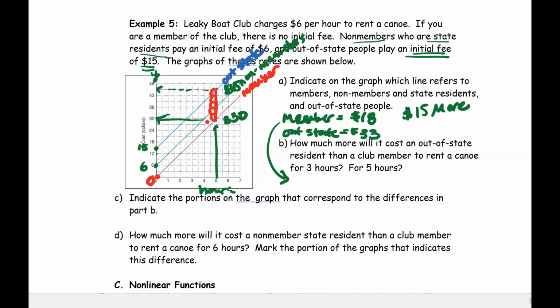How much more will it cost a non-member state resident than a club member to rent a canoe for 6 hours? Okay, so I'm going to erase this and I'm going to go to 6 hours. So I find 6 hours and I go up here. Okay, and then I'm looking for non-member state resident, so that's my green line, and then a club member. So it looks like this distance. Now what I could do is, before even figuring out the cost, I can just look and see how far apart these are. So it looks like they're 3, 6 apart, so I'd say $6. If you wanted to, you could also answer it in a different way. You could go over and figure out, well, how much would it cost a member? It would cost $36 to rent a canoe for 6 hours. How much would it cost this non-member state resident? And it looks like it would cost $42. So then I can find the difference between those and I end up getting 6.